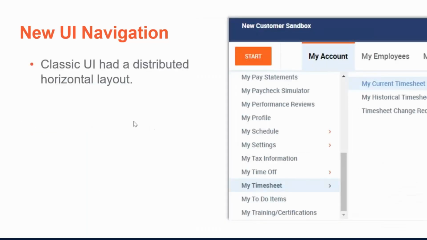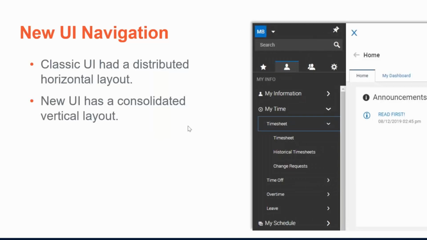Classic UI had what we called a horizontal distributed layout, right? So those menus across the top, and then there's the drop down, but then as I moused over something like my timesheet, it just kept building out to the right. My current timesheet and so on and so forth, it just continued to build out to the right as you clicked on stuff. So I clicked on my account, then my timesheet, then I move over to the right, and there it builds out.